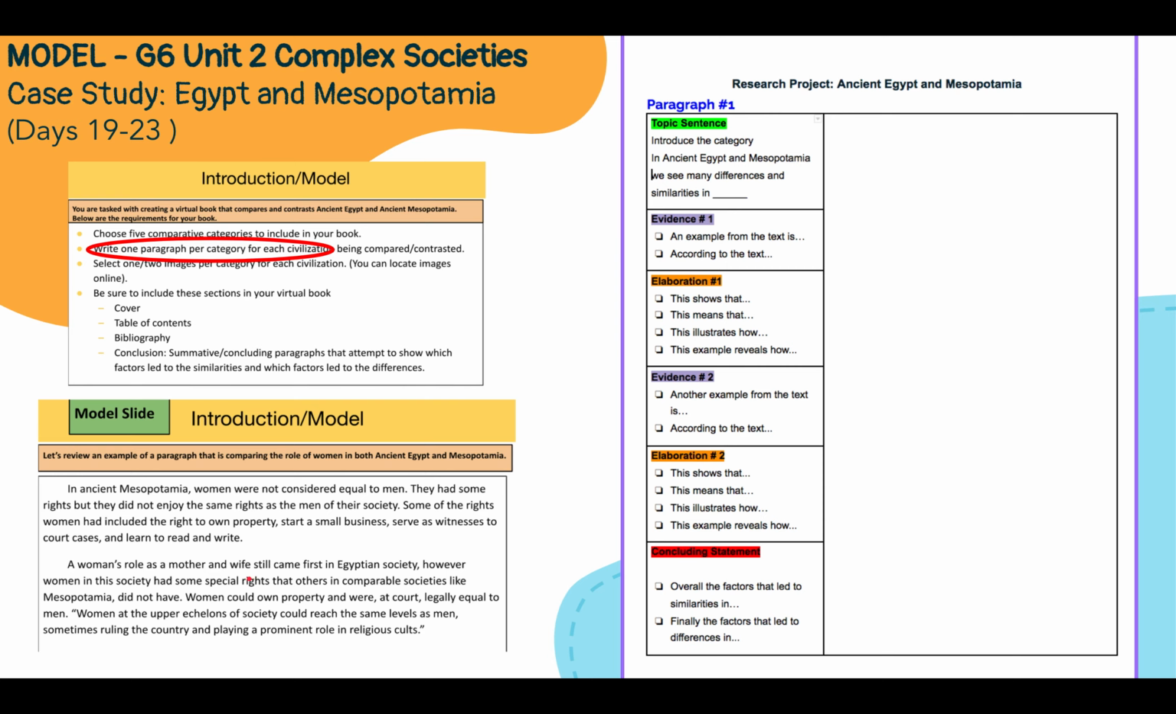Students are also provided with a model of an example of the paragraph that they can write when comparing the role of women in both ancient Egypt and Mesopotamia. You can also use this paragraph and just drop in or pre-fill this organizer, or have students match up the parts of this model into the organizer.